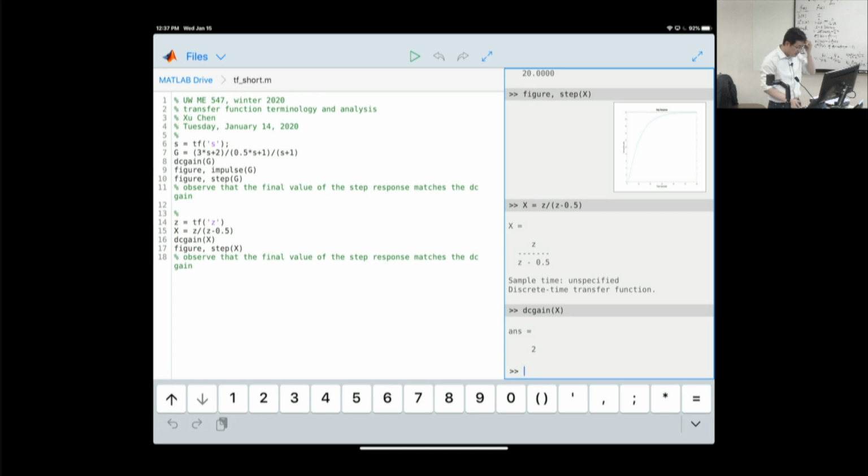That's the MATLAB commands for analyzing continuous time and discrete time transfer functions. There are many more tools you can use.